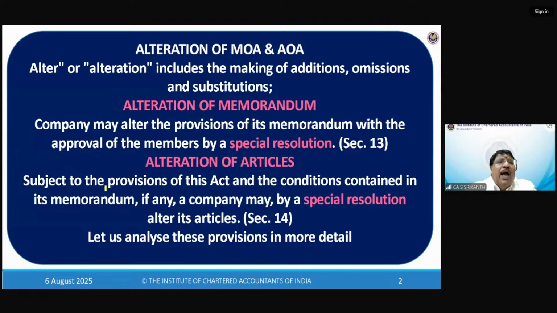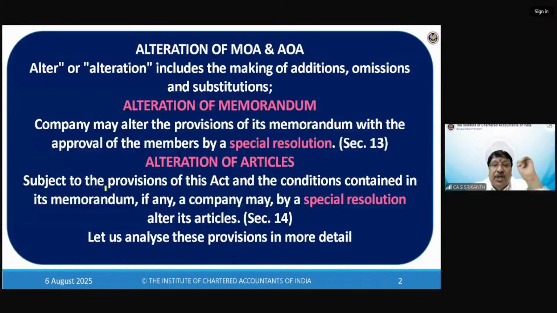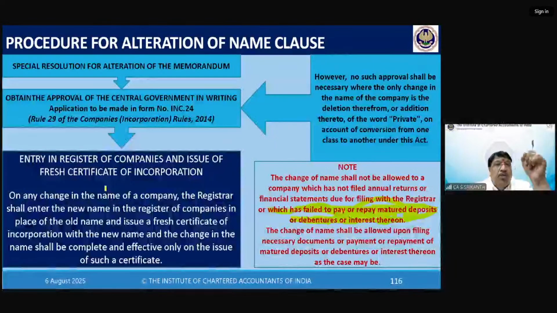So if you want to alter the articles, special resolution. Okay. But be careful. One type of alteration needs approval. What is that? When you want to remove the word private. Okay. We'll come to that later. But right now, you want to alter the name. You have one name. You want to alter the name. First, you have to pass a special resolution for alteration of the memorandum. Then you have to obtain the approval of the central government in writing by making an application in form INC 24. Normally, they will do it.